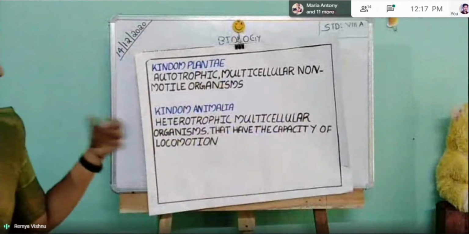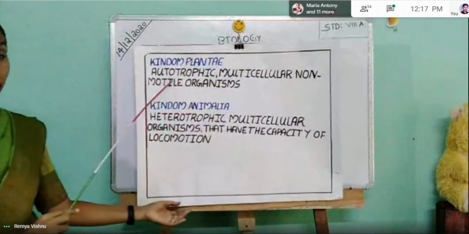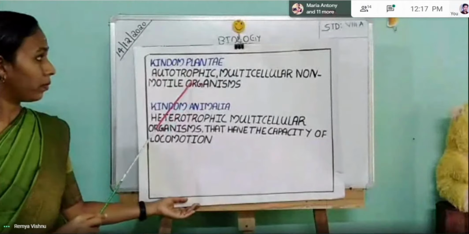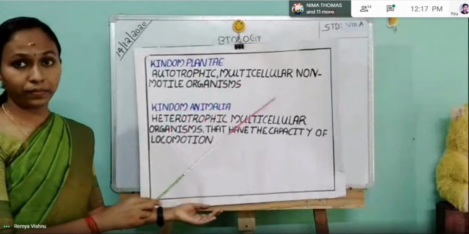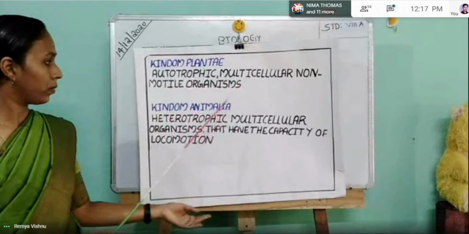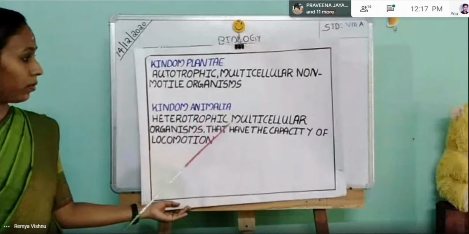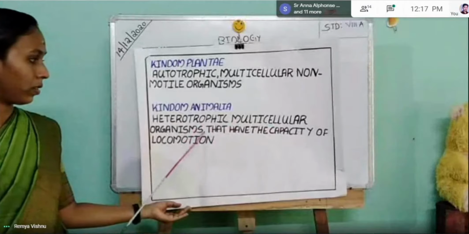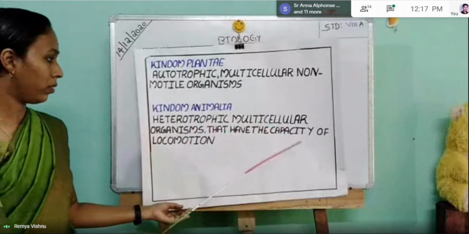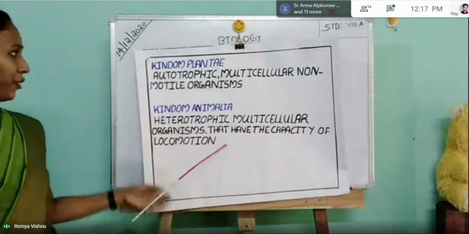Anyone can stand up and read this chart? Kingdom Plantae. Autotrophic, multicellular, non-motile organisms. Kingdom Animalia. Heterotrophic, multicellular organisms that have the capacity of locomotion. Okay, very good.